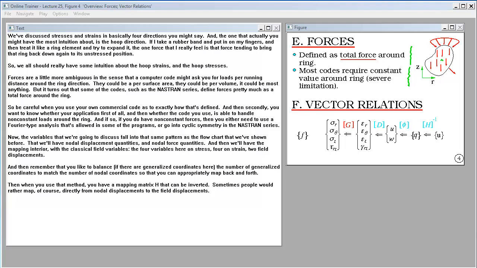Now, the variables that we're going to discuss fall into that same pattern as the flowchart that we've shown before. We'll have nodal displacement quantities and nodal force quantities, and then we'll have the mapping to the interior with the classical field variables: four variables on stress, four on strain, two field displacements. And remember that you'd like to balance, if there are generalized coordinates here, the number of generalized coordinates to match the number of nodal coordinates so that you can appropriately map back and forth. Then when you use that method, you have a mapping matrix H that can be inverted. Sometimes people would rather map, of course, directly from nodal displacements to the field displacements.